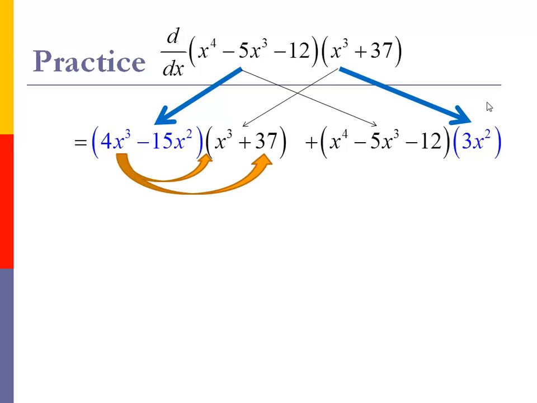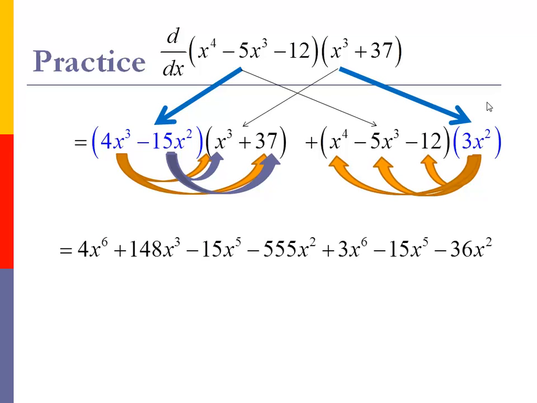Once again, we're multiplying the 4x to the 3rd through. We're multiplying the 15x squared through. And then we're going to multiply that 3x squared all the way through. We're doing those 7 multiplications, and when you do those 7 multiplications, this is the expression you get. And so our next step would just be combine like terms.